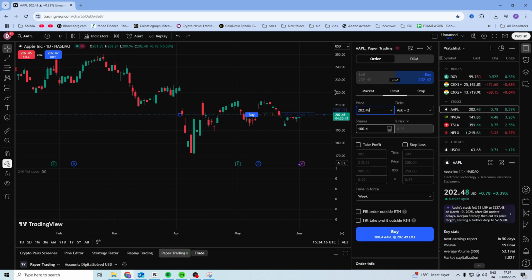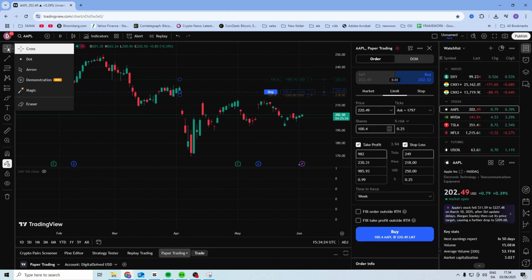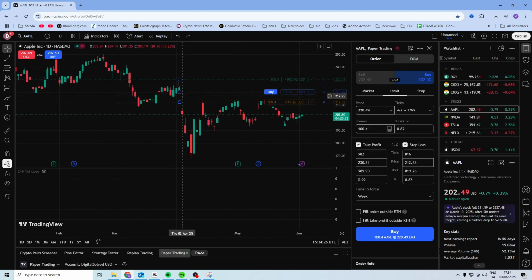So let's say you only wanna buy it once it reaches 220. Type in 220 and you can make a take profit and a stop loss. Select the cross here so you can change the stop loss and take profit. And right now what this means is when price hits 220.49, it's gonna make our buy order. If it reaches 243.28, it's gonna take the profit. If it reaches 212, it's gonna take our loss and stop the trade on these. So that's basically how that works.